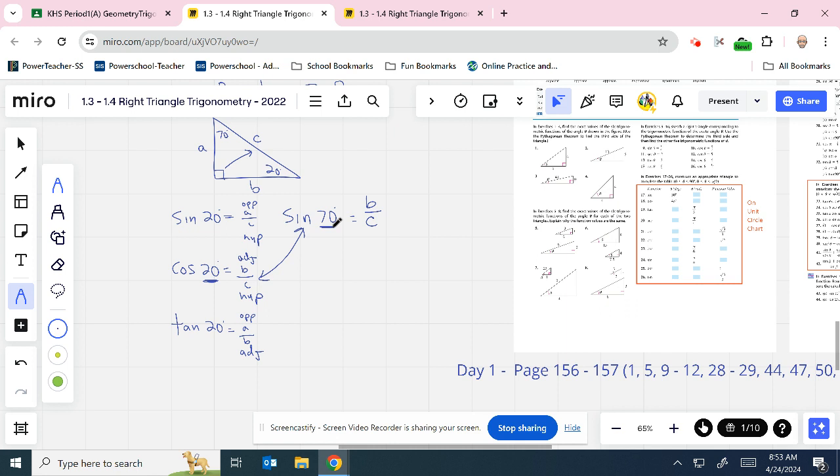So guess what the cosine of 70 is going to be? What fraction is going to be cosine of 70? A over C. It's going to be the same as the sine of 20. A over C. So yeah, those would be the same. Sine of 20 would equal the cosine of 70. You're actually going to see that on your unit circle as well. You see that all over the place on the unit circle. Actually, I have it right here.